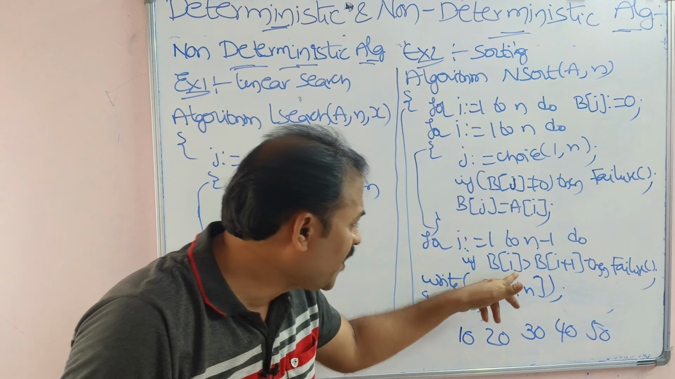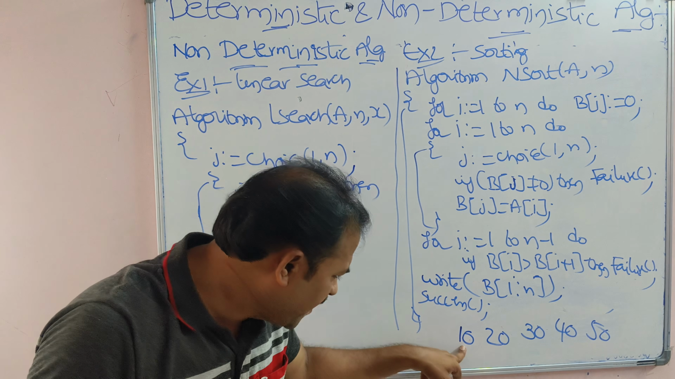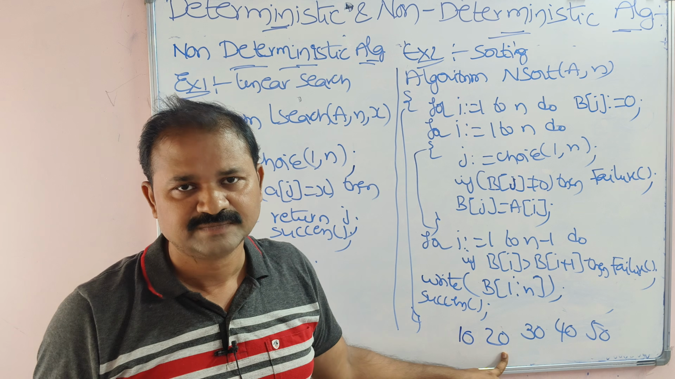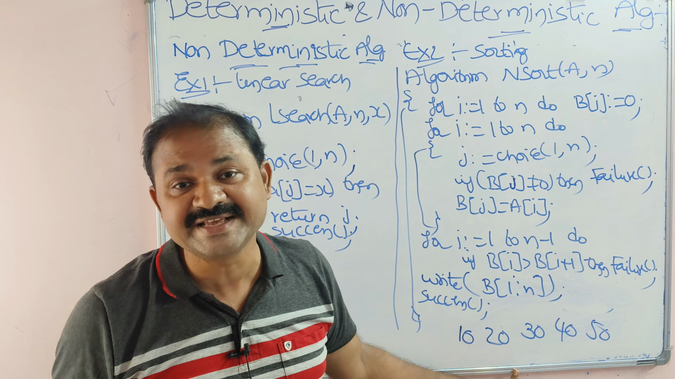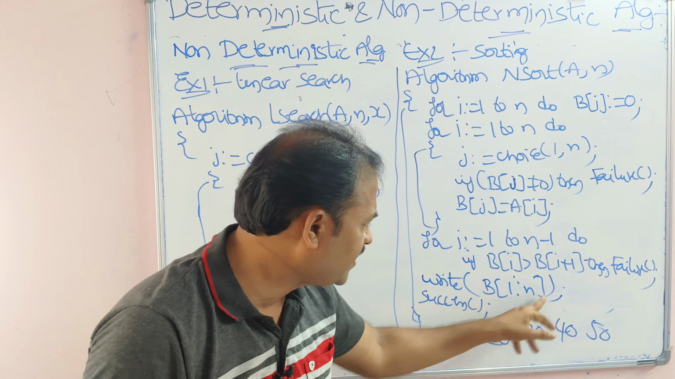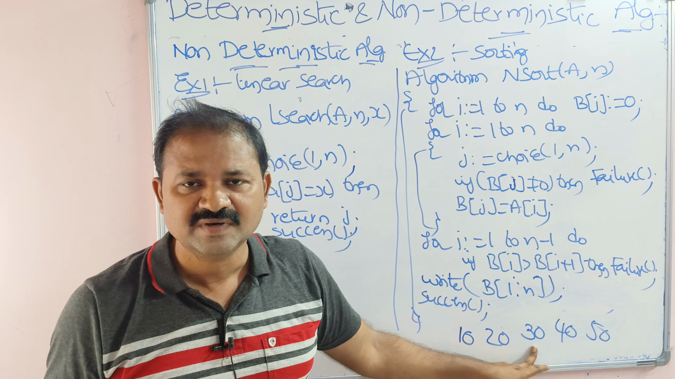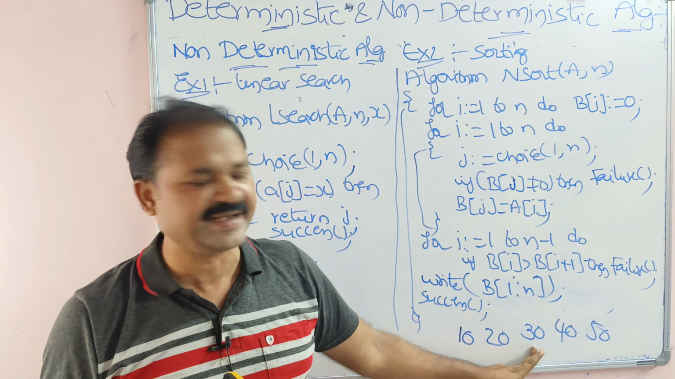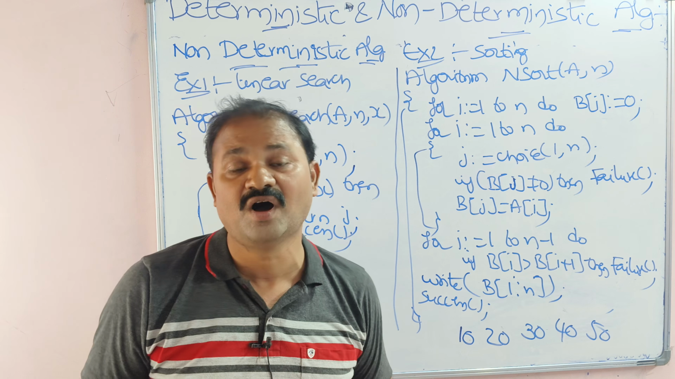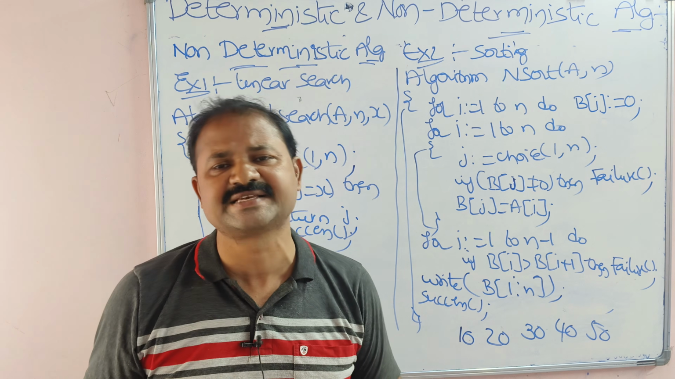Next, if b of i greater than b of i plus 1. Take this one: let b of i be 10 and b of i plus 1 be 20. 10 greater than 20? The condition is false, so that element will be printed: write b of i comma n. Next, 20 greater than 30? False, so 20 will be printed. 30 greater than 40, false. 40 greater than 50, false. So all those elements will be printed. So this is success, and we return the success function.